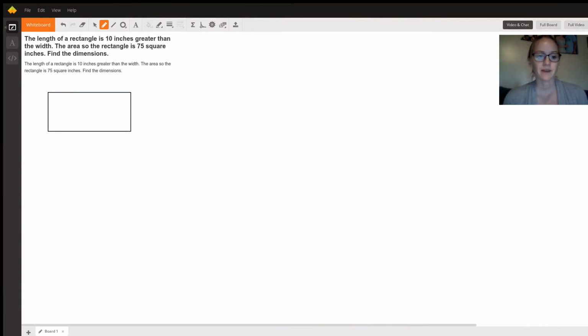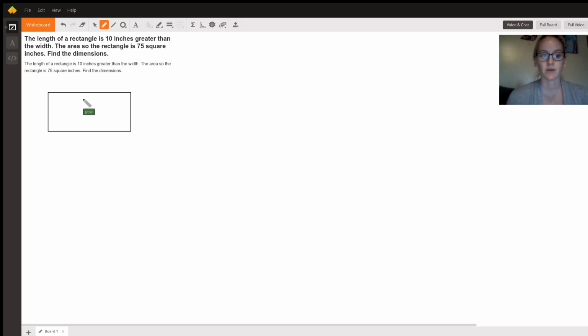The length of a rectangle is 10 inches greater than the width. The area of the rectangle is 75 square inches. Find the dimensions. Whenever you're faced with a problem that requires you to find the area or perimeter of a shape, the best way to approach this problem is to draw a picture, okay?